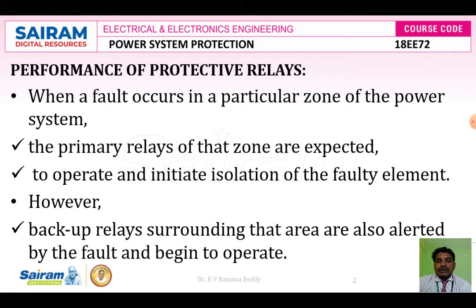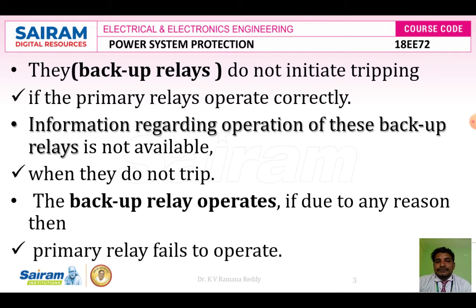When a fault occurs in a particular zone of the power system, the primary relay of the zone is expected to operate and to isolate the faulty element. However, for every primary relay, there are backup relays surrounding that area, which may also be alerted by the fault and begin to operate. But if the primary relay has operated, then there is no need to operate the backup relay. The backup relays do not initiate tripping if the primary relays operate correctly.